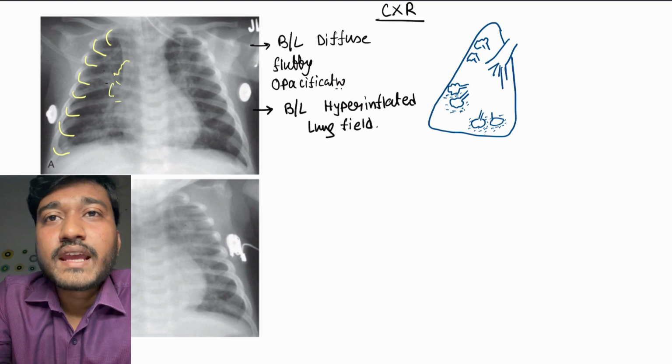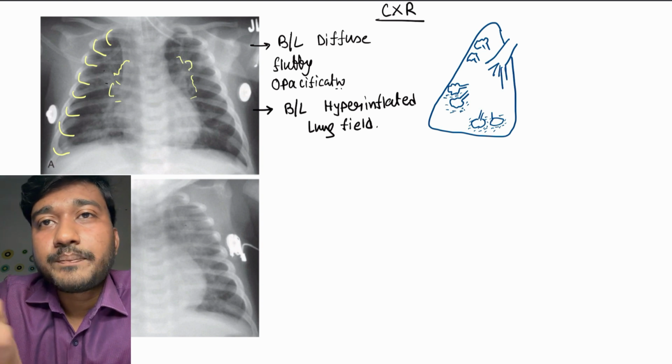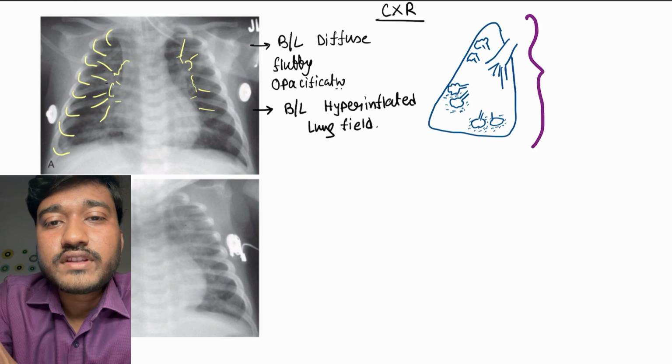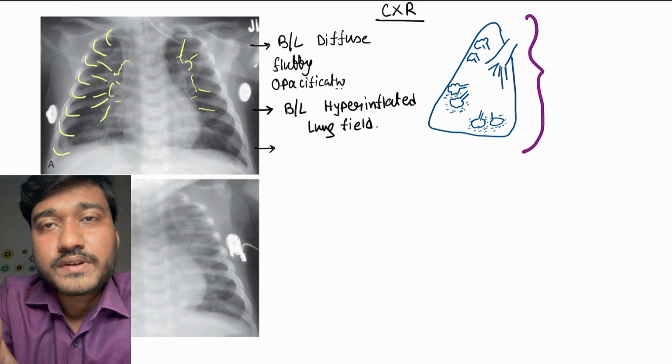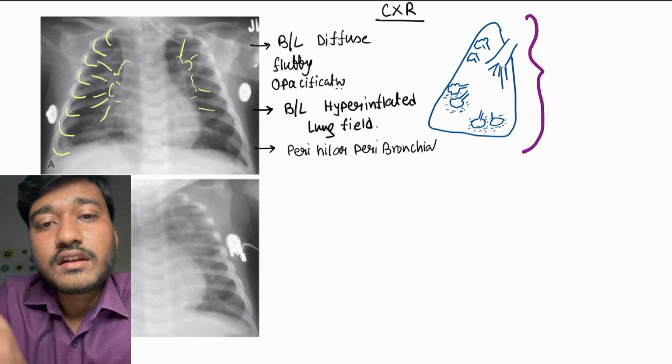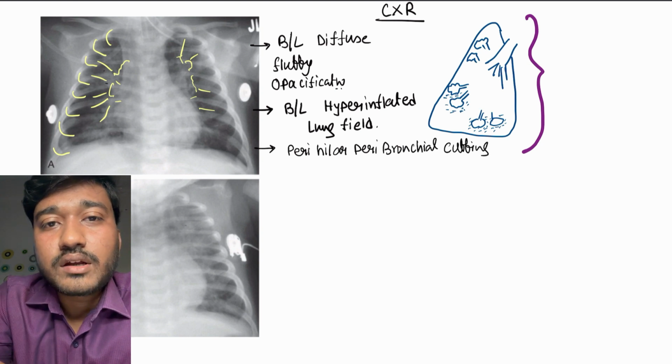As well as, in the perihilar region you can see peribronchial cuffing, as well as white straight lines. These are a reticular pattern. So these 3-4 things are characteristic of viral pneumonia: bilateral diffuse fluffy opacification, bilateral hyperinflated lung field with perihilar peribronchial cuffing, along with a reticular pattern.